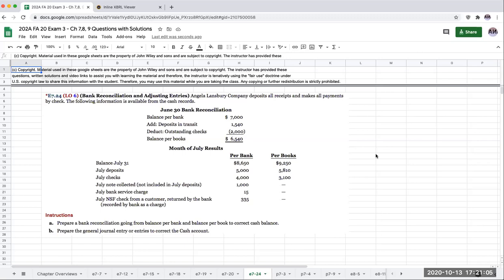So we're now going to do exercise 7-24, bank reconciliation and adjusting entries.